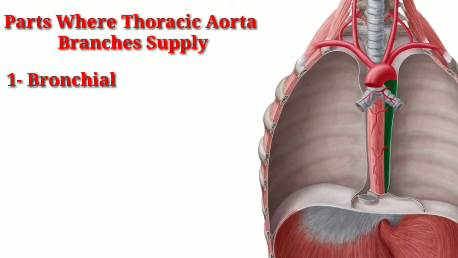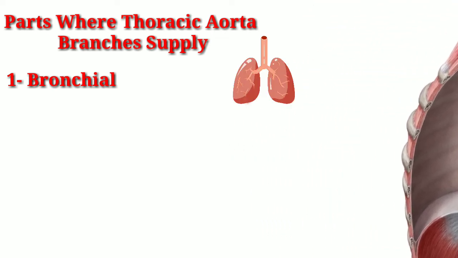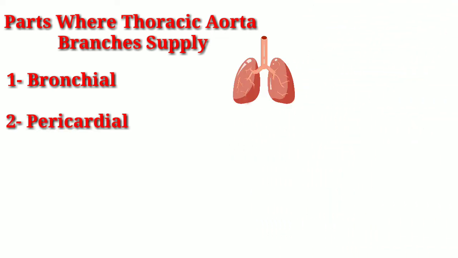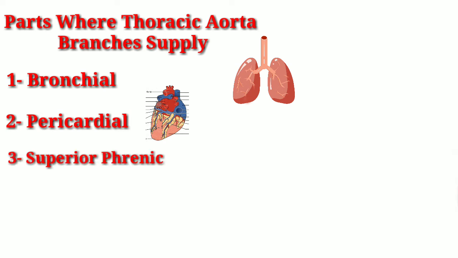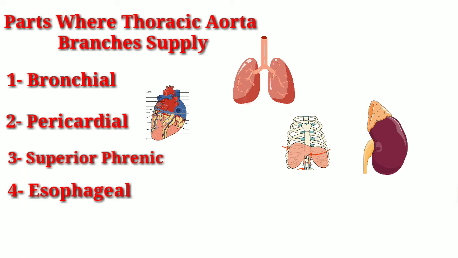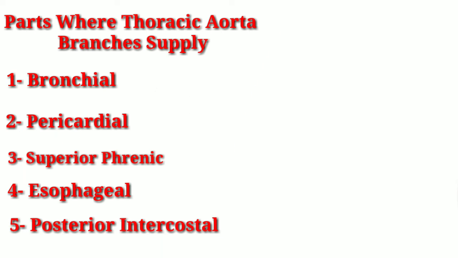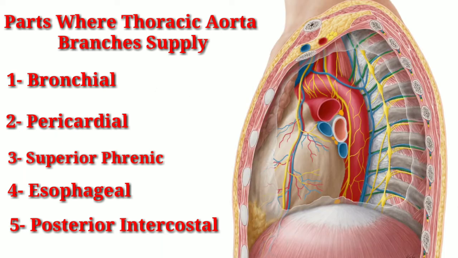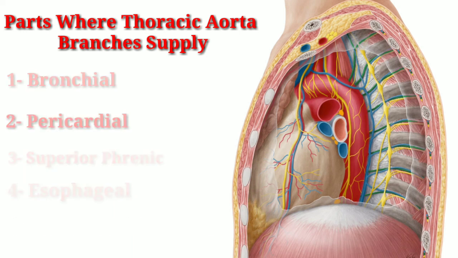First the bronchial, which supplies the lungs, and the pericardial, which supplies the dorsal portion of the pericardium. The superior phrenic supplies the diaphragm and adrenal glands. The esophageal branch supplies, as you already know, the esophagus. The posterior intercostal, highlighted here in green, supply the intercostal spaces, and the subcostal supply the flat abdominal wall muscles.